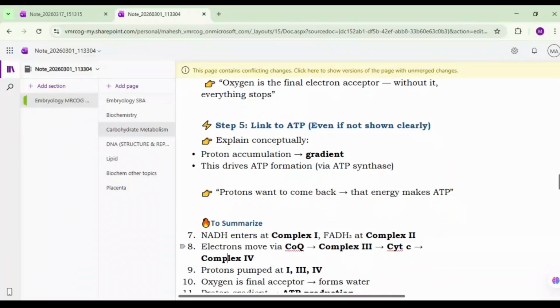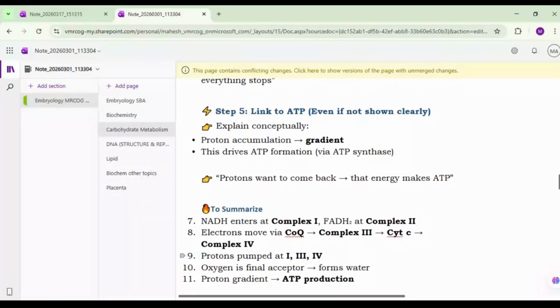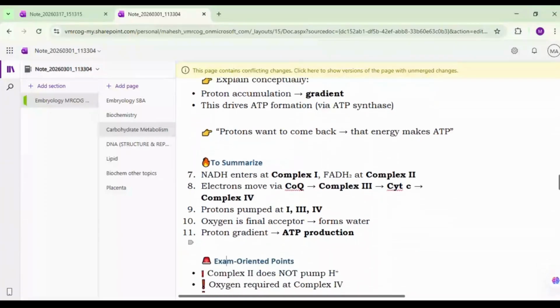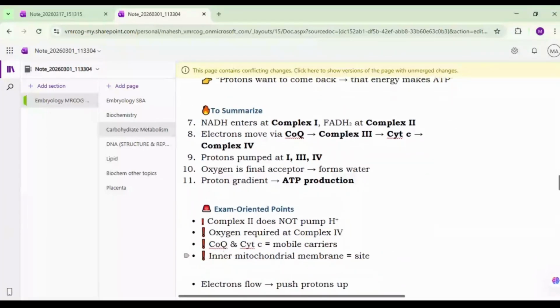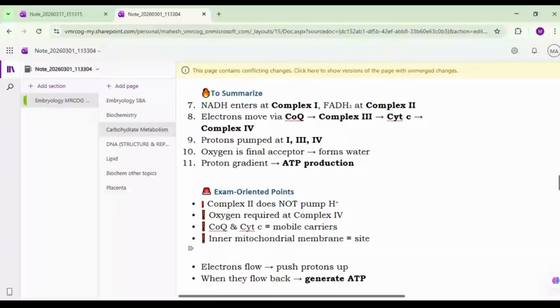Let us summarize. NADH enters at complex 1, FADH2 at complex 2. Electrons move via CoQ from 1 and 2 to complex 3, and from 3 via cytochrome C to complex 4. Protons are pumped out at complexes 1, 3, and 4. Oxygen is the final acceptor. It forms water, and there is a proton gradient, and this proton gradient helps in ATP production. This is about the electron transport chain.